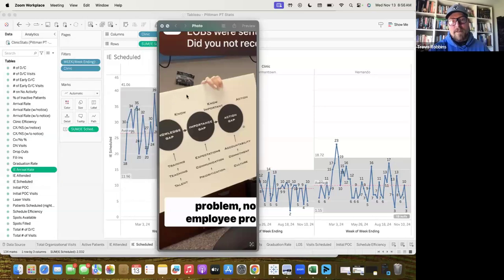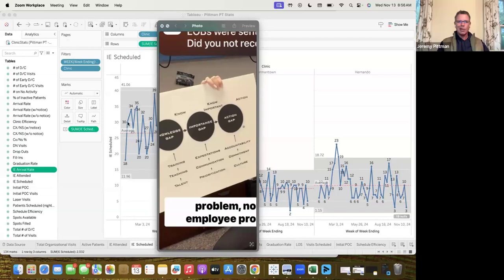Oh, you can see behind the photo, that's Jeremy's Tableau. Yeah, that's my Tableau. Those are my stats. Those are my graphs.